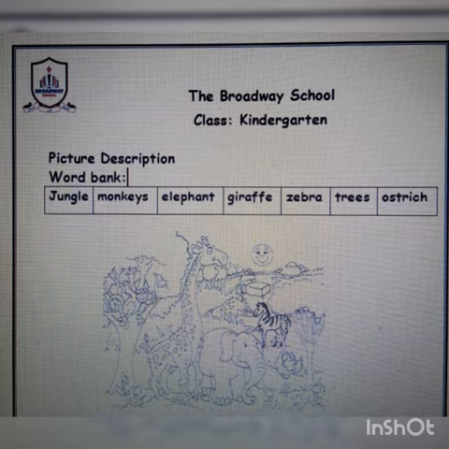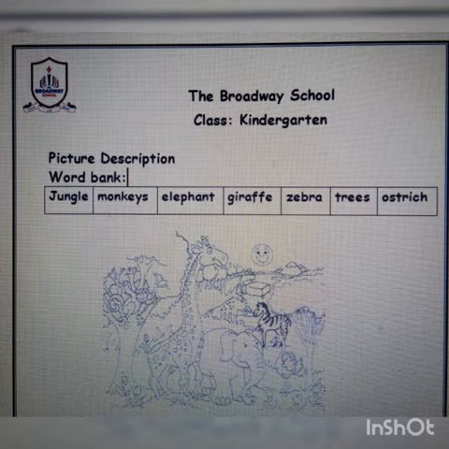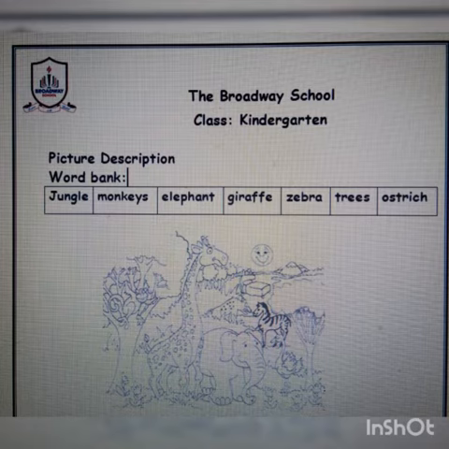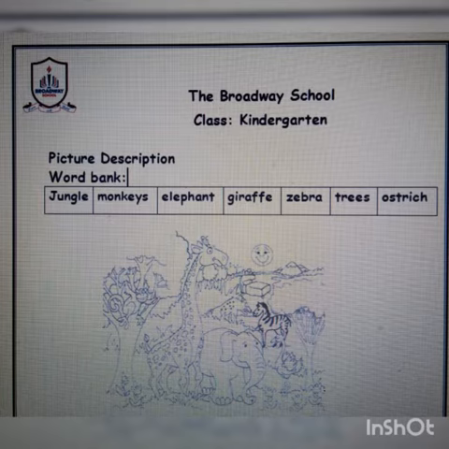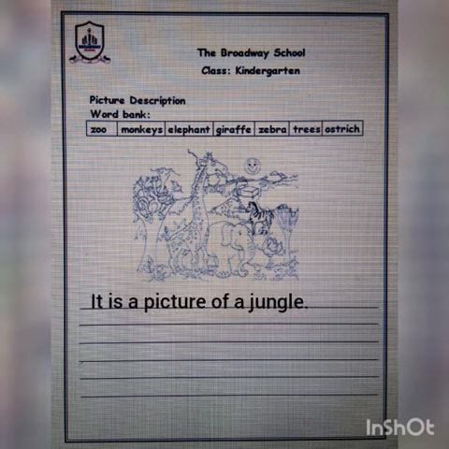As you can see, it is a picture of a jungle. So, the first sentence may be: it is a picture of a jungle. I use the word jungle from the word bank. Here I solved the first sentence for you. The rest of the sentences you have to solve by yourself.